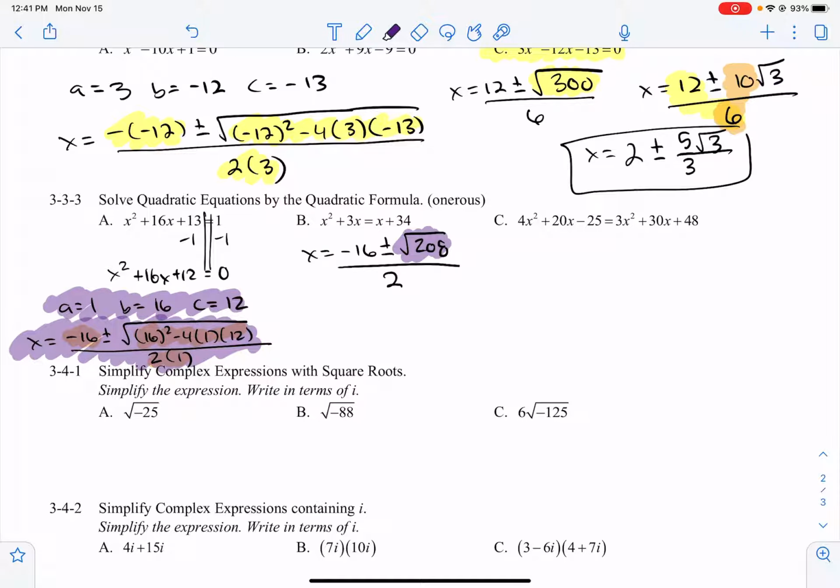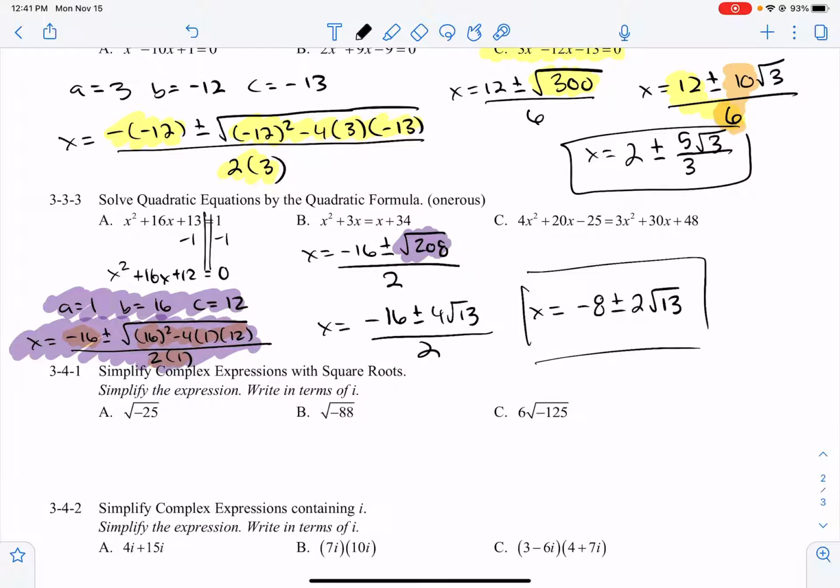And when you do so, what do you get? Square root 208 gives us 4 root 13. So I'm going to rewrite x equals negative 16 plus or minus 4 root 13, all divided by 2. Now this is nice because 16 divides by 2, and so does 4. So negative 16 divided by 2 is negative 8. Plus minus 4 divided by 2 is just 2, so I get 2 root 13. So negative 8 plus minus 2 root 13 is a beautiful answer, and I would leave it just like that.